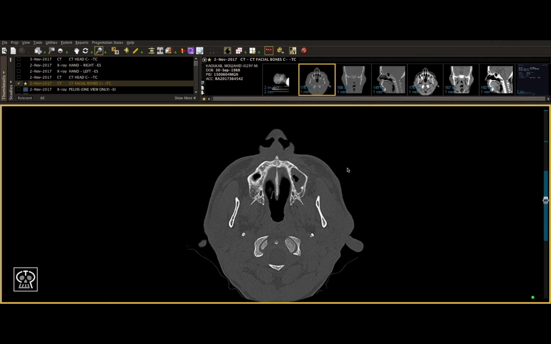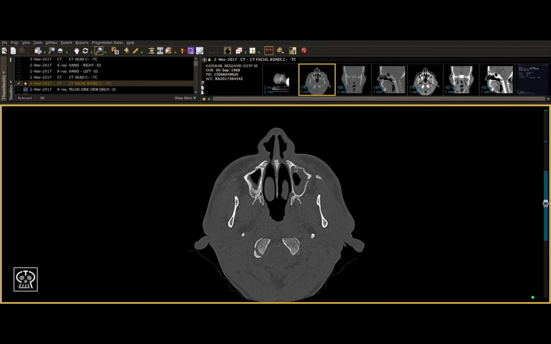As we scroll through, looking at the anterior wall, right away you can see a bump and a step off in the anterior wall. This displacement shows the fracture of the anterior wall of the left maxillary sinus.